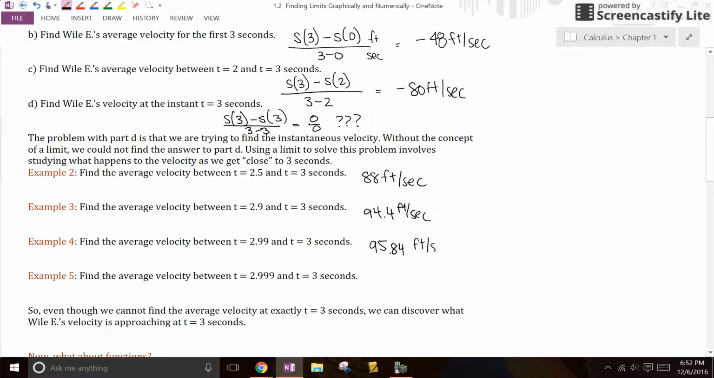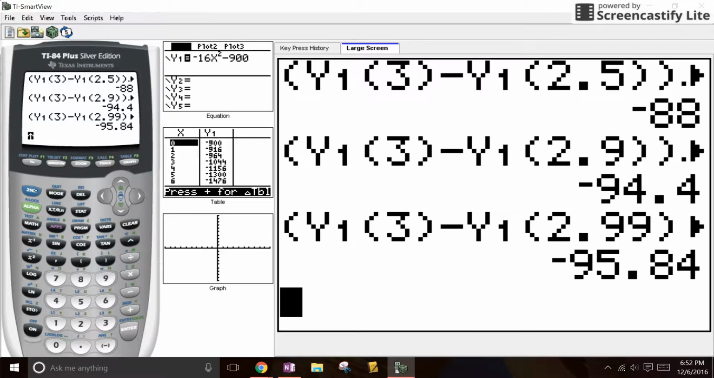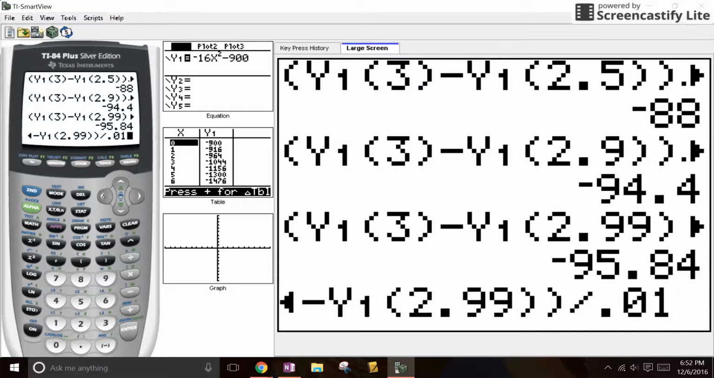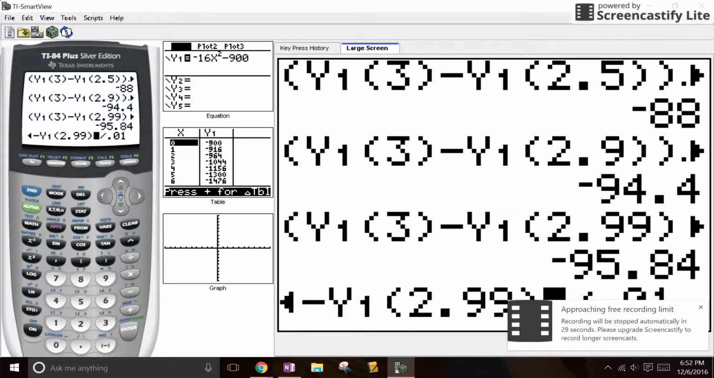95.84 feet per second. And oh my gosh, let's go, 2.999 seconds. This is awesome. So second, enter, right? Copy that bad boy. Come over here. I want to insert. I see it. Second, insert 0.999. What is that? That's going to be 0.001.